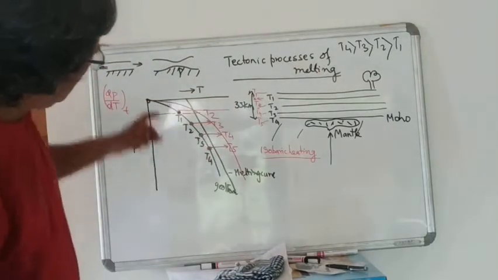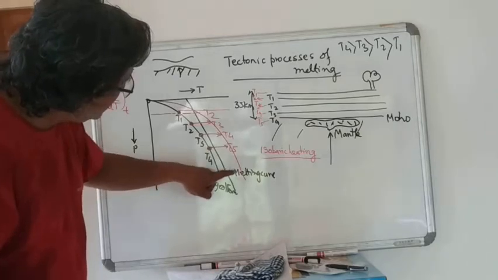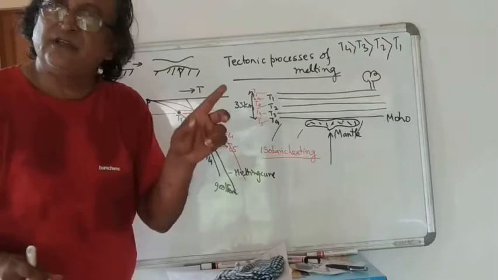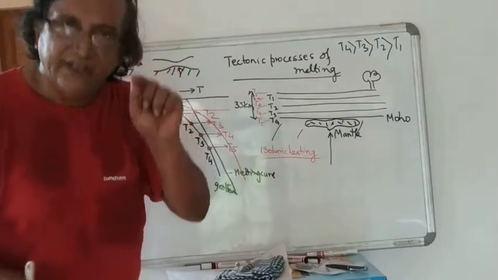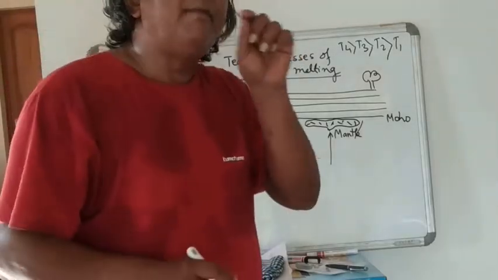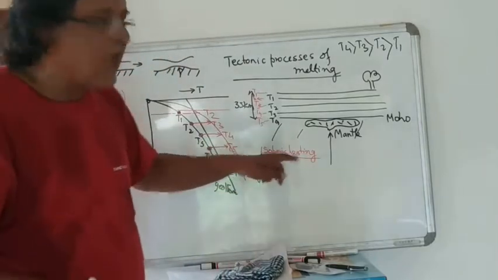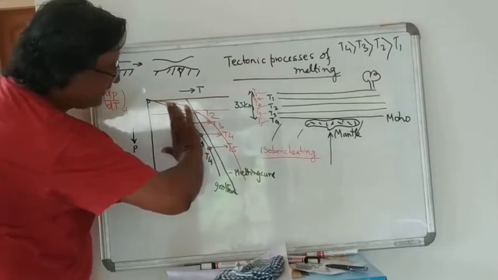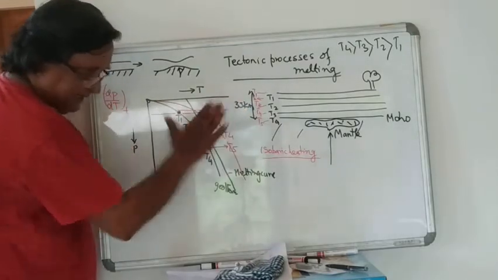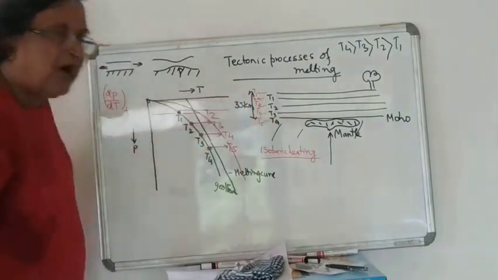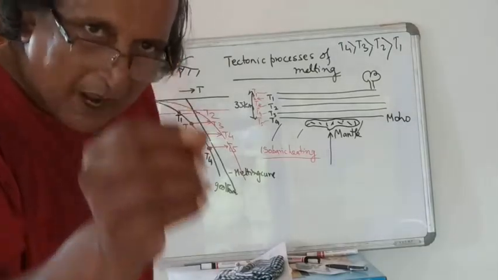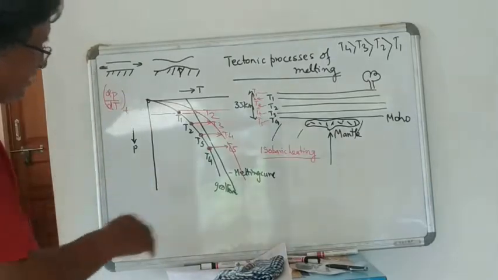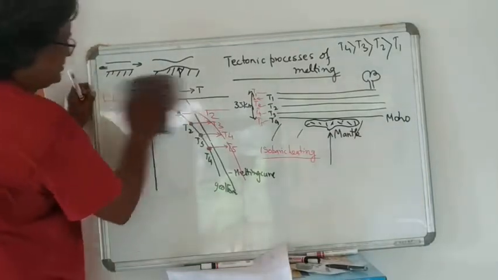And this causes intersection of the melting curve with the new geotherm. With the old geotherm, there was no melting. But with the new geotherm, there will be melting. So remember one thing, that is important. Isobaric heating triggers melting because this shifts the geotherm isobarically, or at the same pressure, to high temperature. So that's one mechanism by which you can trigger melting. Let's look at some other mechanisms.